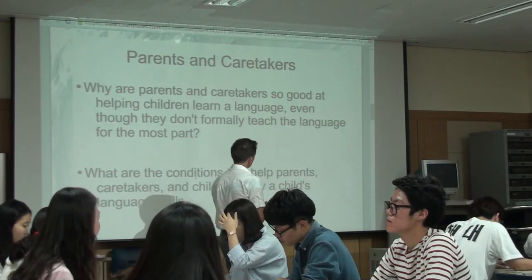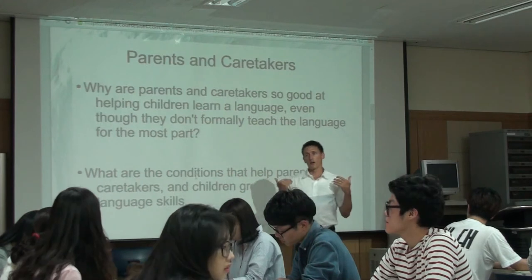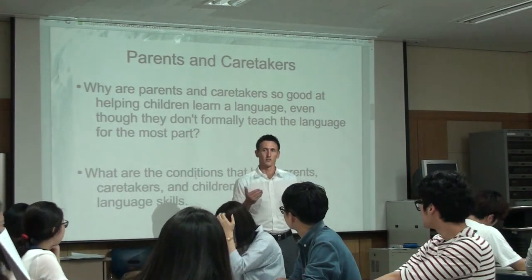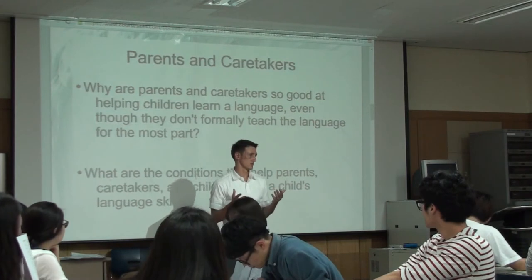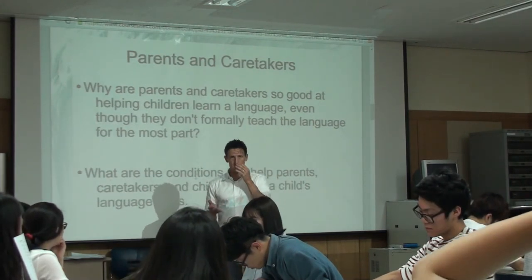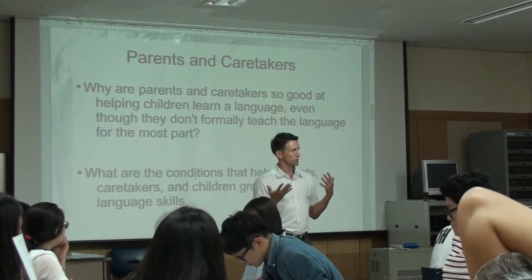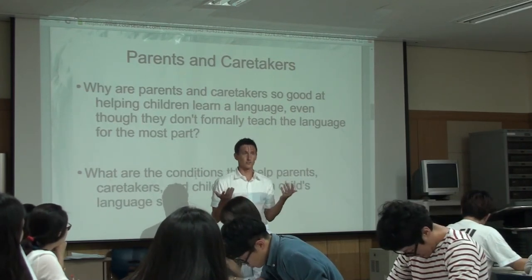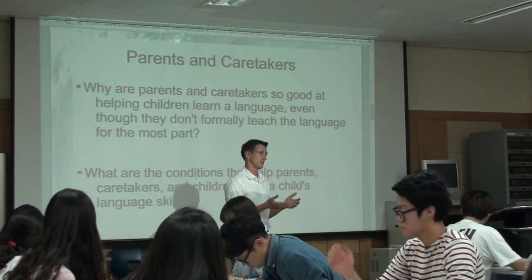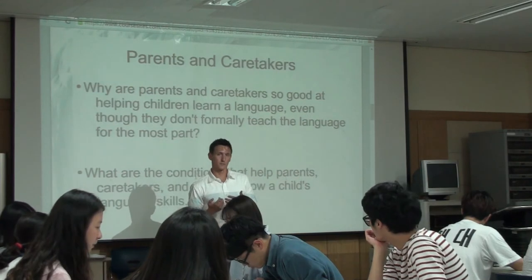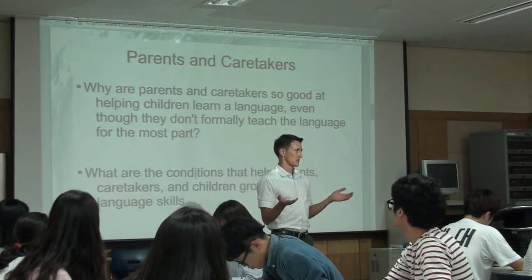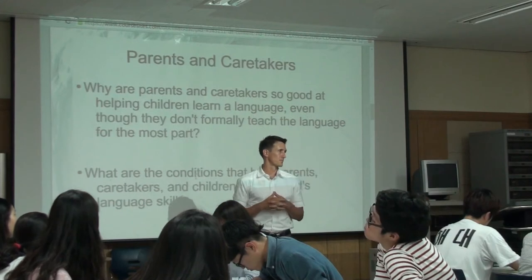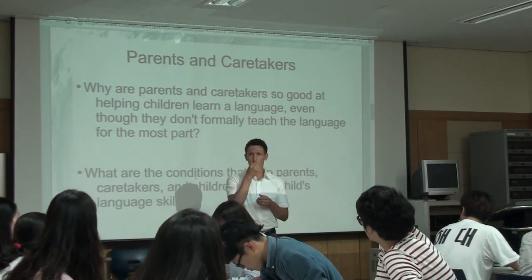Okay, so now let's think about parents and caretakers. And again, if we look in all cultures in the world, there's a big variety of cultures and a big variety of languages. Despite all the different cultures and languages, we find that children learn language. In all cultures, children learn and speak languages from a very young age. What is similar across all the cultures that allows for this? What are some similarities in all cultures that maybe help children learn language?